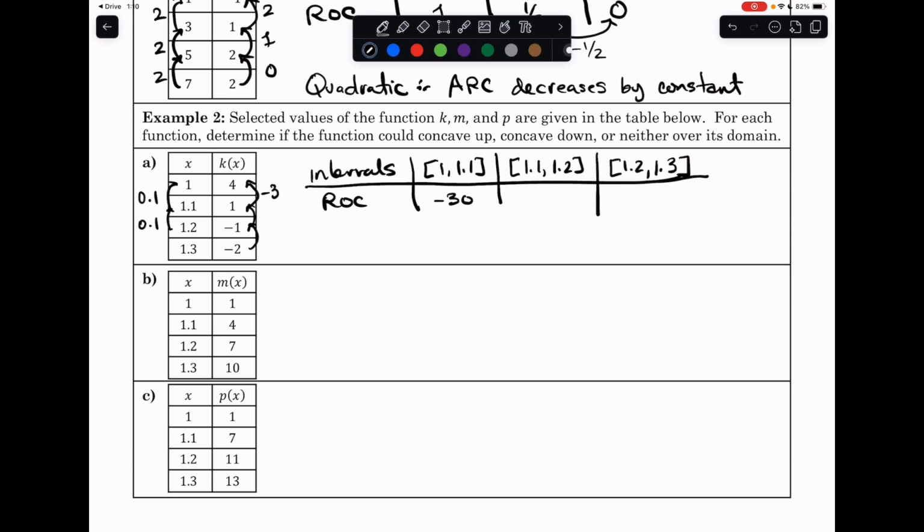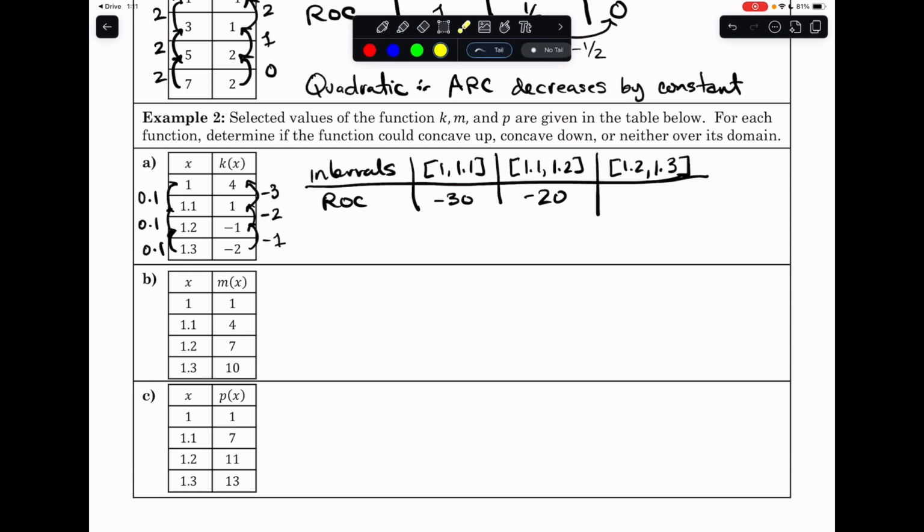This is 2 minus 2, so negative 20. And from negative 2 to negative 1, that's a difference of minus 1. And again, this difference from 1.2 to 1.3, that's a difference of 0.1. So again, 1.3 minus 1.2, that's how you figure out the difference.